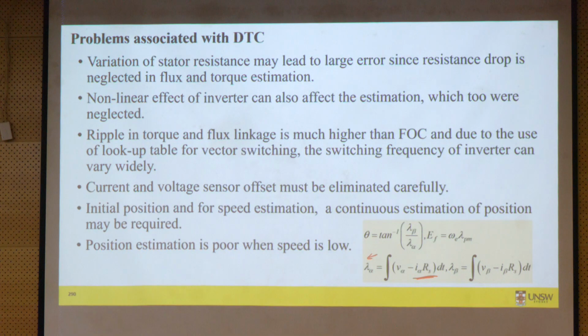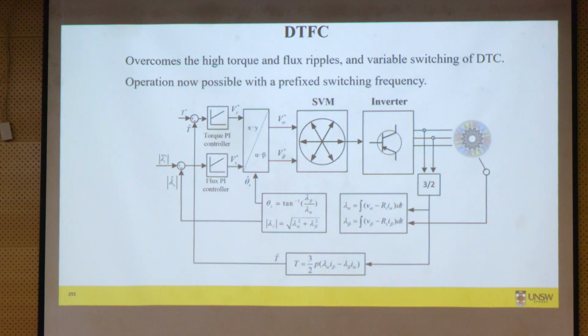So these are some of the key problems which have been resolved by changing the switching table to an SVM technique and changing the hysteresis controllers to PI controllers. Instead of using a hysteresis relay, nowadays they use PI controllers, and that's why they don't call it DTC anymore. Instead they call it DTFC, direct torque and flux control, but through PI controllers.